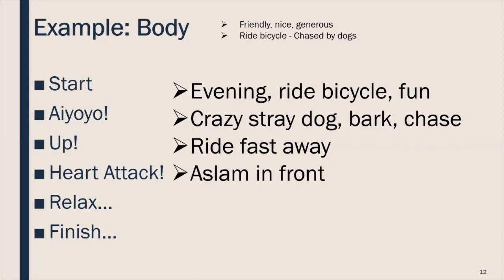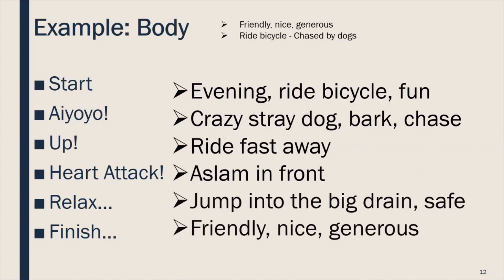The heart attack is when Azlam is right over there. He's on his bicycle and he is in my way. The dog's behind me. What do? I'm going to crash into him. And so what happens is relax time. Before we crash, Azlam jumps off his bike. I jump off my bike and we jump into the big drain. In the drain, we are safe because the dog is not coming into the drain.